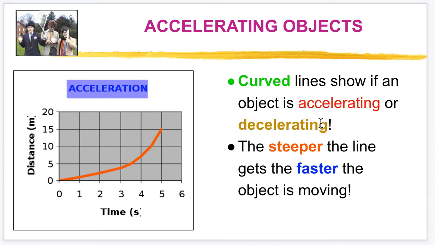Deceleration, or decelerating, is a curved line going down. So it's the same thing, they're slowing down. And you'll see that in a curved line.